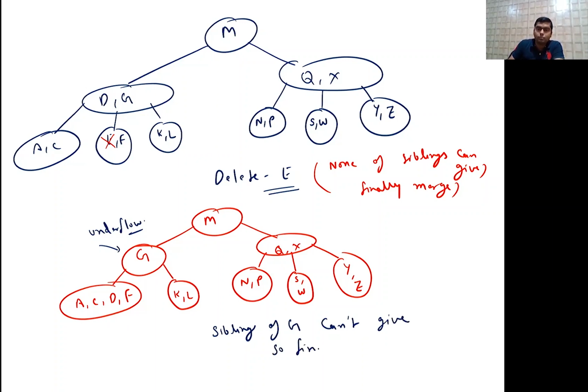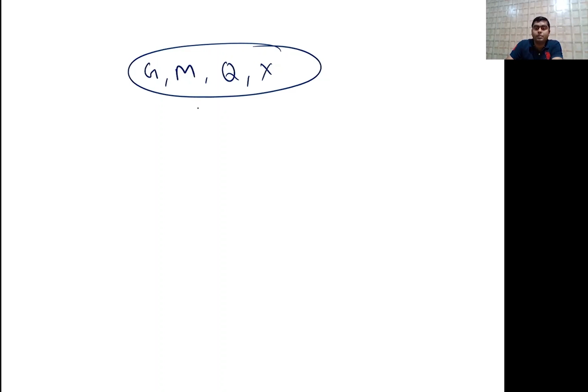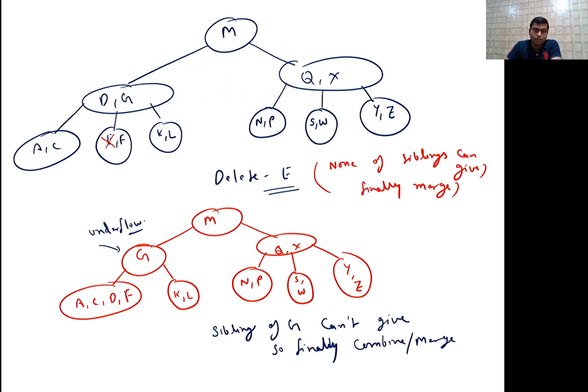so finally what? Combine, or another way of saying, merge. So if you merge these all, then what will happen in that case? GMQX, GMQX. So the final is what? GMQX, so this will be the root node, and left is what?